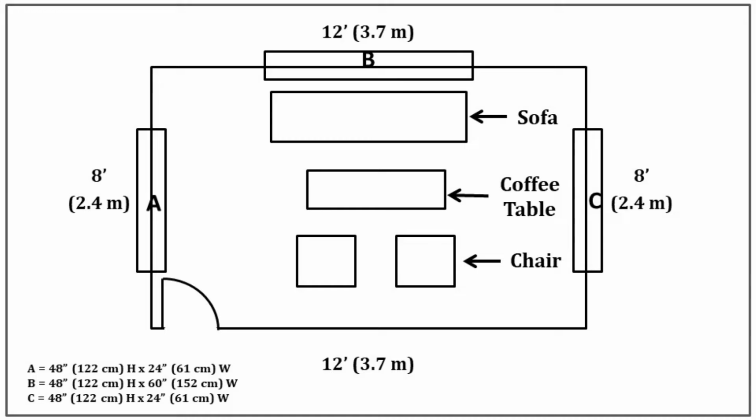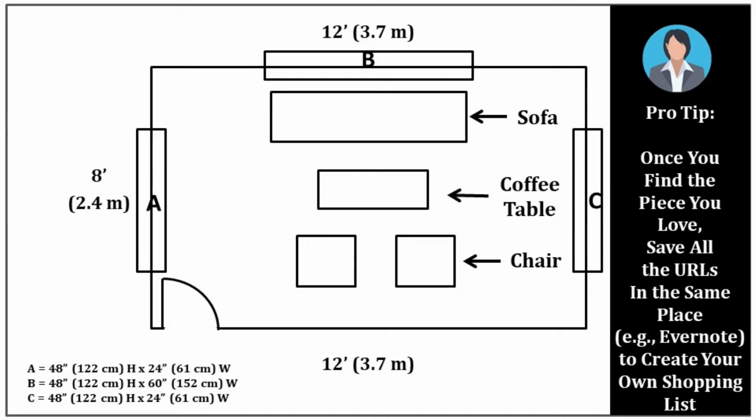If the item you love is a little bigger or a little smaller, then simply adjust the size of the shape on your floor plan to match the item. But then you may need to adjust the size of the other items in your floor plan that you haven't yet picked out to maintain the required space for your walkways, between furniture pieces, etc.